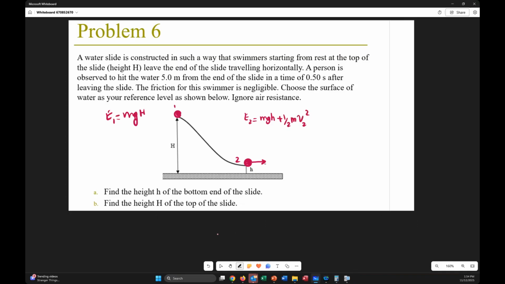Good. And this person goes and hits the water here, yes? Let's say from here to here is 5 meter. And it takes 0.5 second to hit the ground. When this object is moving down, the velocity is going to be in this direction. This is V2, this is V3. What is the energy at 3? It's going to be just 1 over 2 m velocity 3 squared.